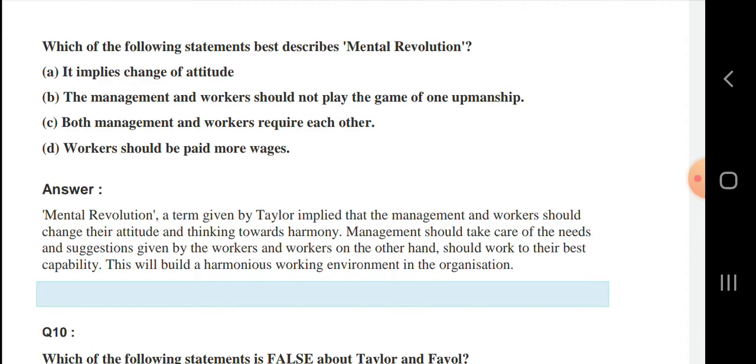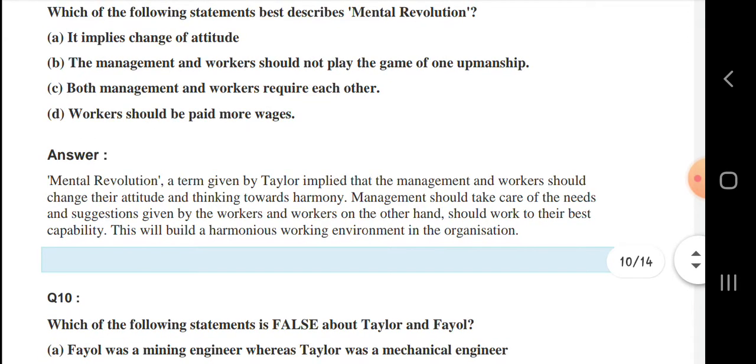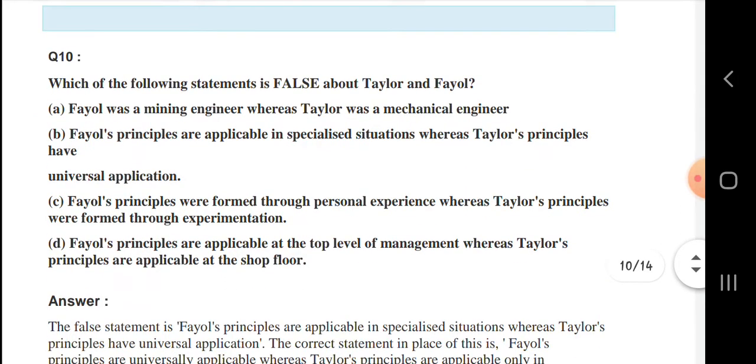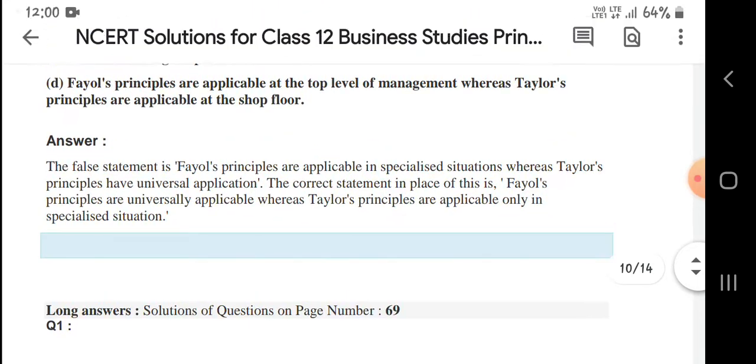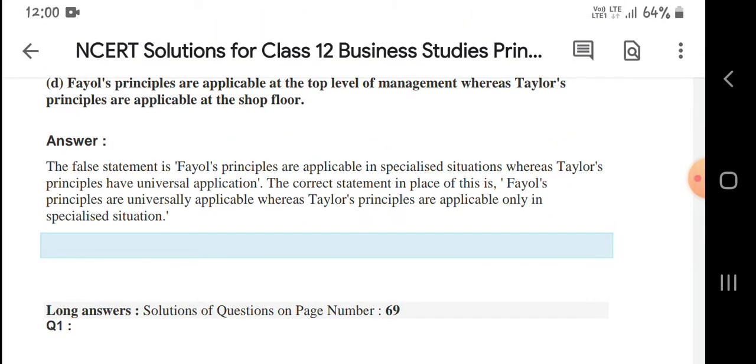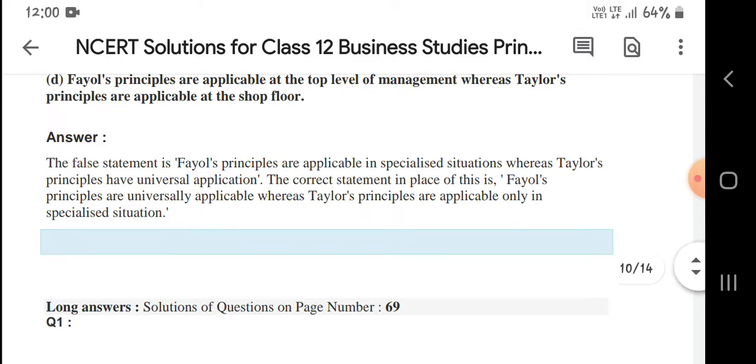Which of the following statements best describes mental revolution? It implies a change of attitude. The management and workers should not play the game of one-up management. Both management and workers require each other. Workers should be paid more wages. So mental revolution, a term given by Taylor, implies that management and workers should change their attitude towards each other. Next, which is true and false? The false statement is that Fayol's principles are applicable in specialized situations, whereas Taylor's principles have universal application. Actually, the application is in the whole universe.